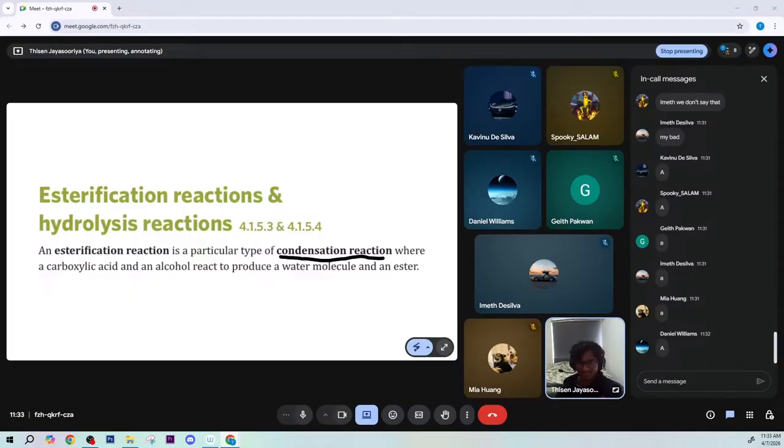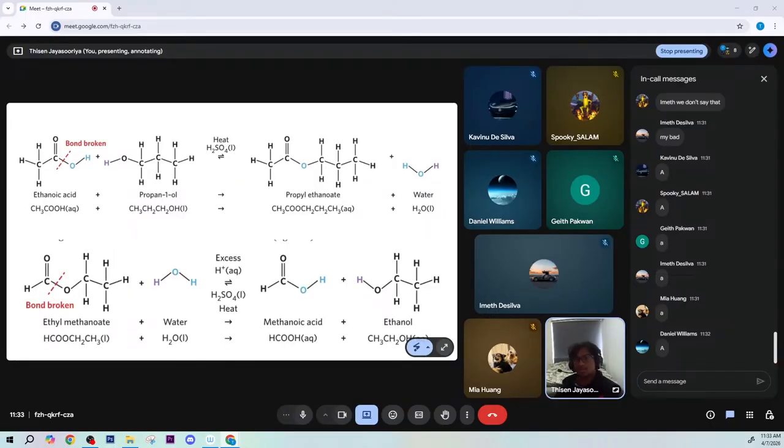So here we have two different reactions. This up here is the condensation reaction. And this down here is a hydrolysis. And what you will notice here is that the condensation and the hydrolysis are reverse reactions of each other.